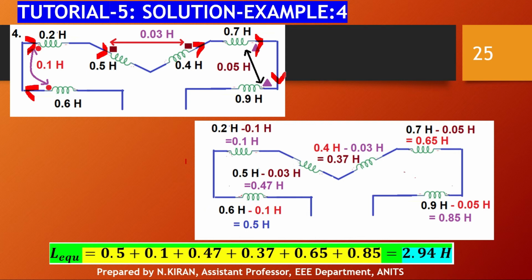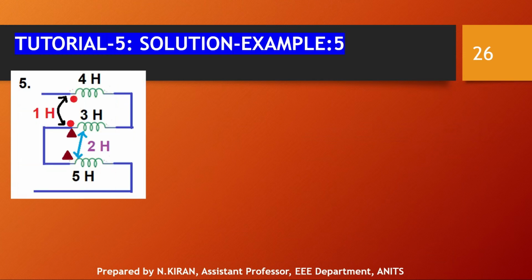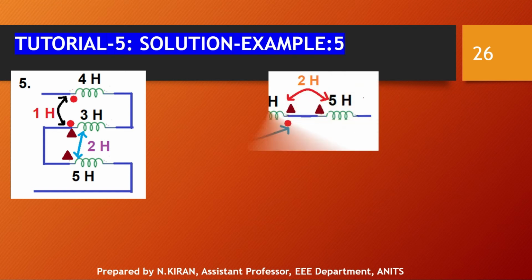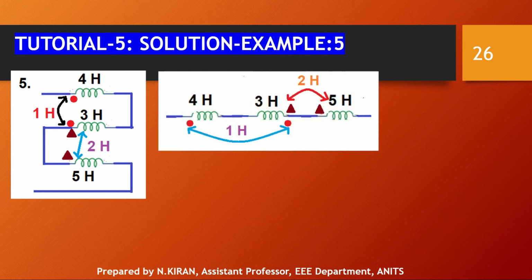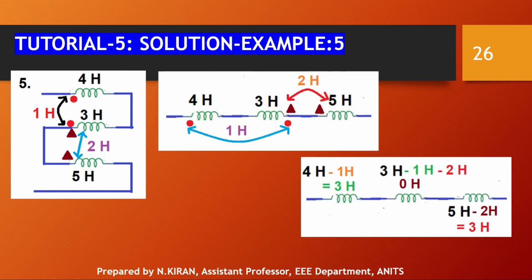The fifth example, redrawing in a convenient way. So in the first step, here I have considered the current is entering at the dotted end of the first coil, whereas it is leaving at the dotted end of the second coil. So subtracted M from the first coil and the second coil as well.